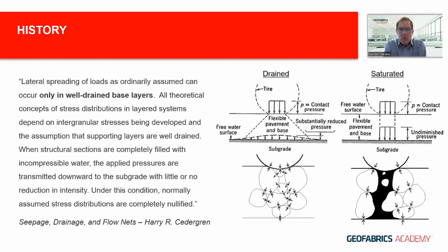Intergranular stresses develop in well-drained aggregates, resulting in lateral spread of the wheel loads, as shown in the diagram, which I'll highlight over here. So these intergranular stresses. Under saturated conditions, this load spread is reduced because we lose these intergranular stresses. So the pressure is applied directly down onto the subgrade. Our design theory relies on development of these intergranular stresses. So it is important that we achieve good drainage in our pavements.